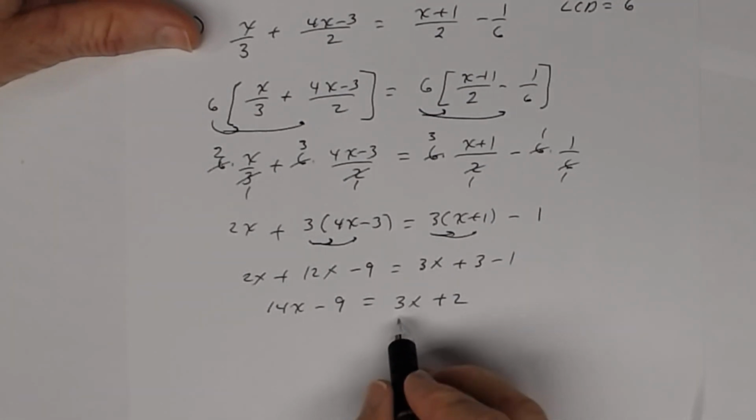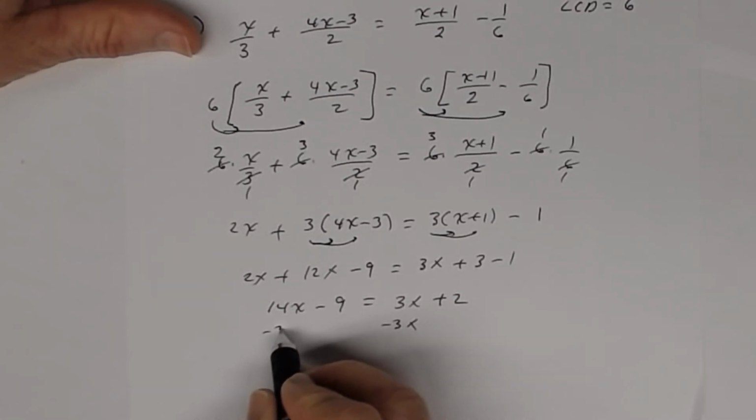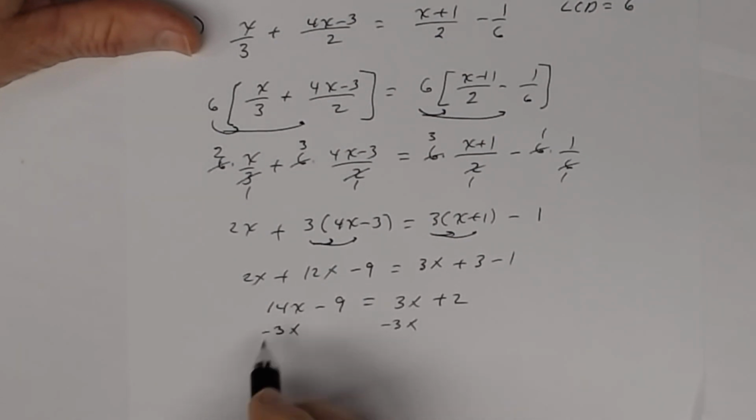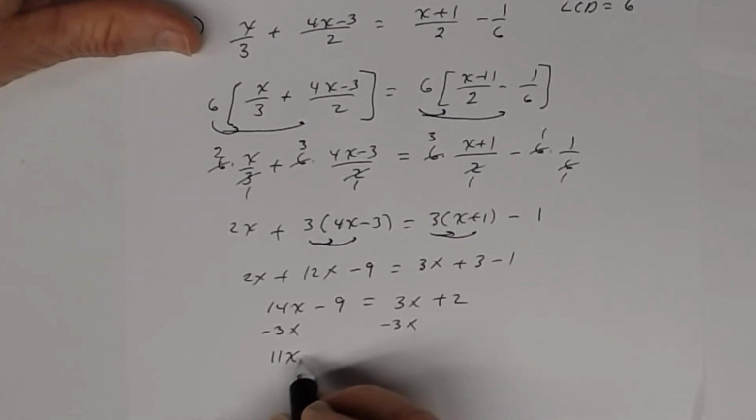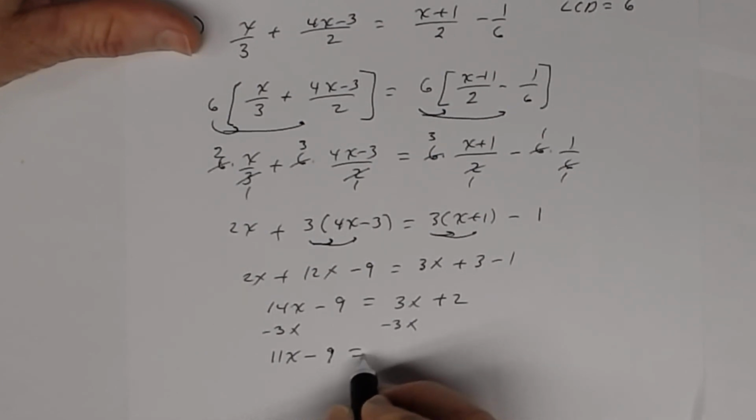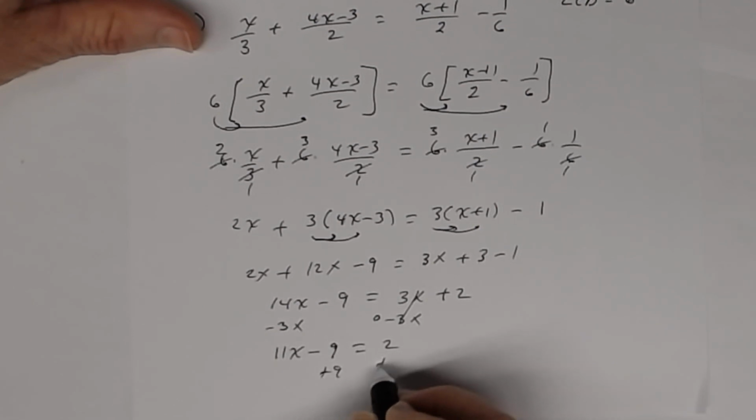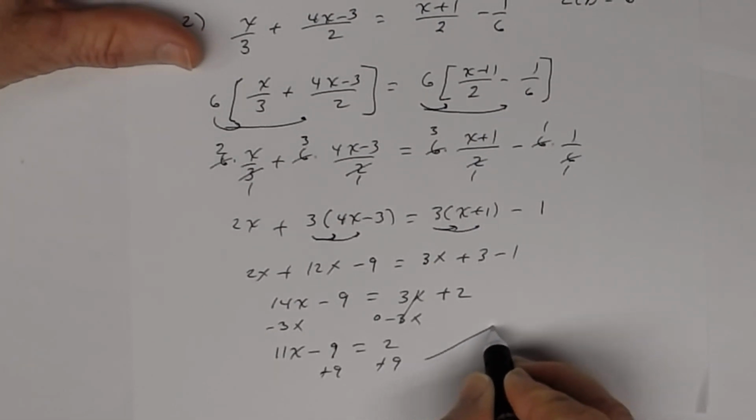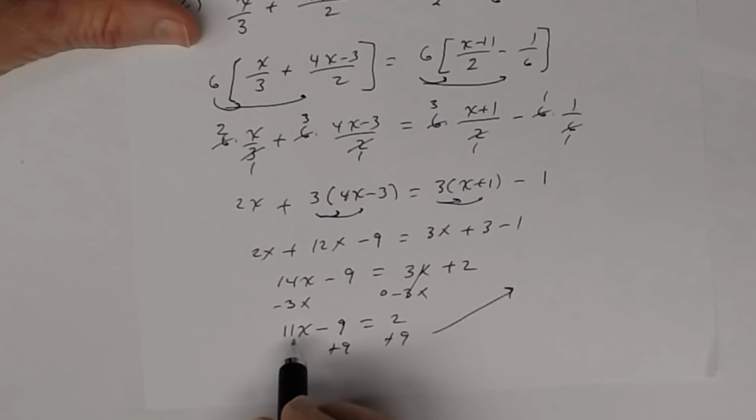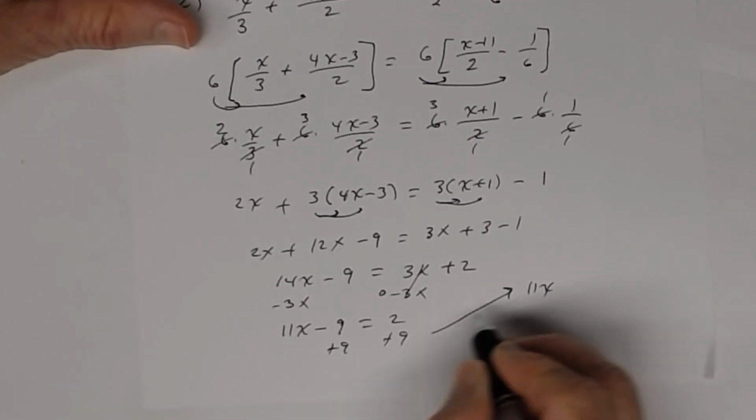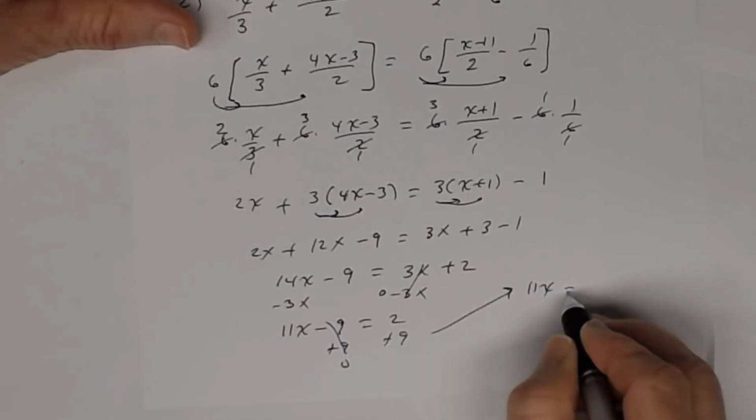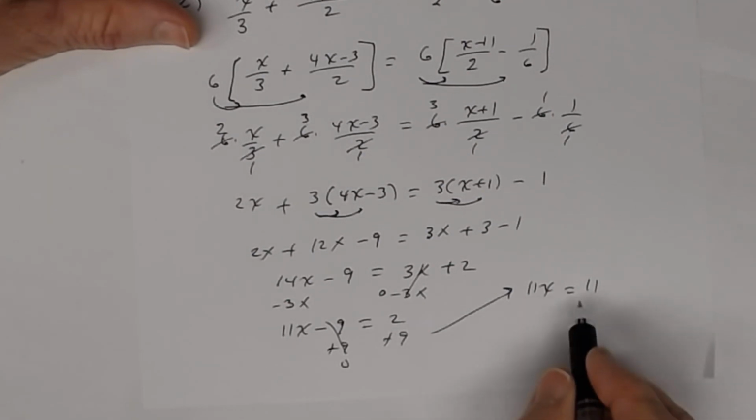I do have a linear equation, so let's go ahead and subtract 3x on both sides. 14x minus 3x is 11x, and 11x minus 9 equals 3x minus 3x, which is 0, and you're left with 2. Add 9 to both sides. I'm running out of room, so I'm going to put this here. Combining like terms, we get 11x, this is 0, equals 11, since 2 plus 9 is 11.